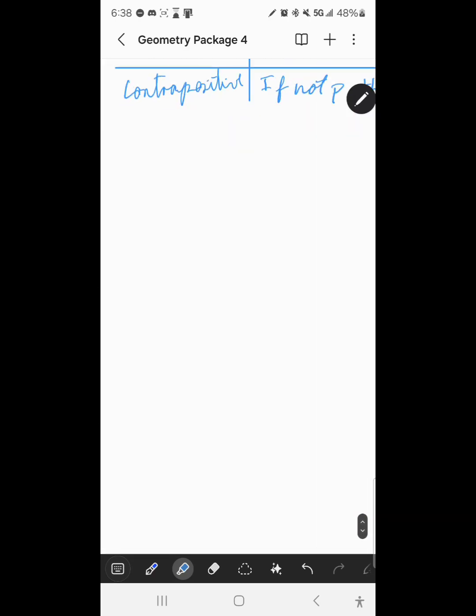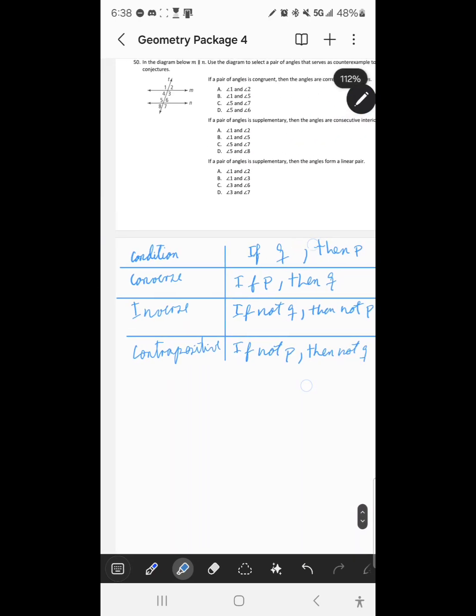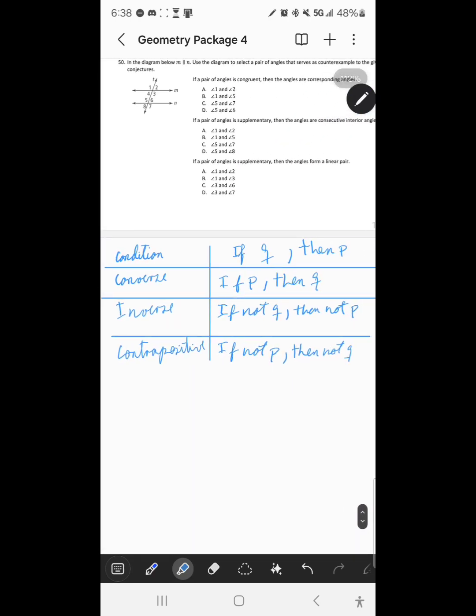Because we're looking for the converse, remember? Converse is the same thing but flipped. Okay, let me do something. So Q.